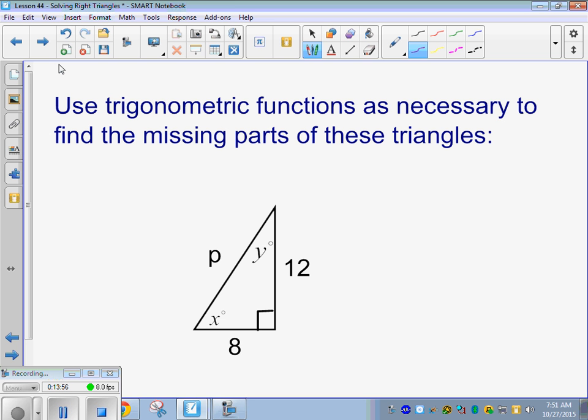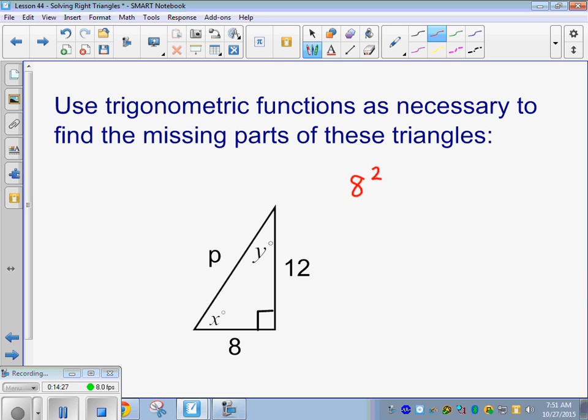All right. Use trig functions as necessary to find the missing parts of these triangles. So this time we cannot use triangle sum because we have 2 missing angles. We can after we find one of those, right? But we need to find at least one angle in order to find the other one. And P, there's actually 2 ways to find P. Well, more than 2 ways because there's a lot of trig ways to do it. But if we don't want to use trig for P, what's another way to find P? Pythagorean theorem. So let's just find P by Pythagorean theorem.